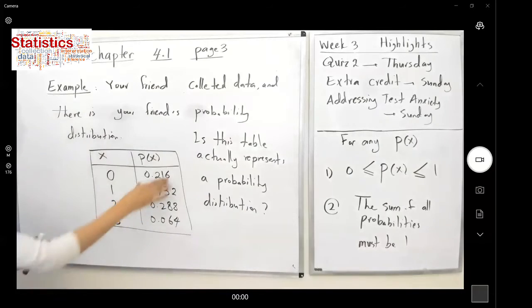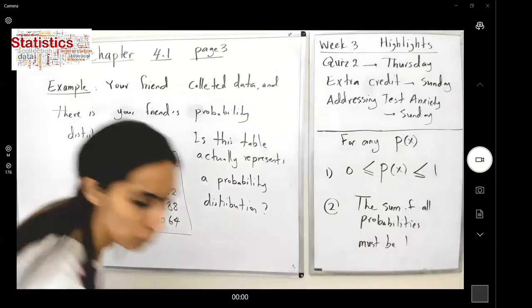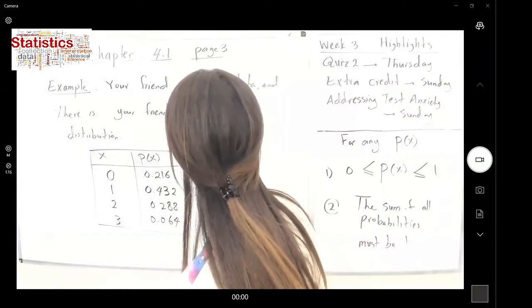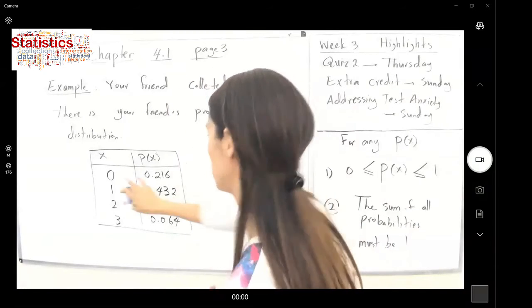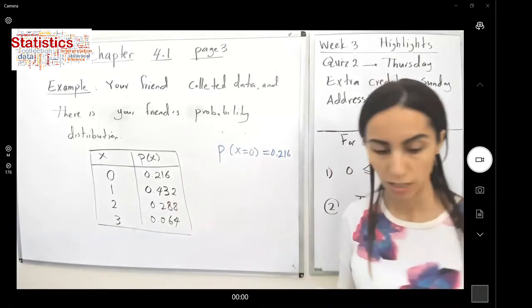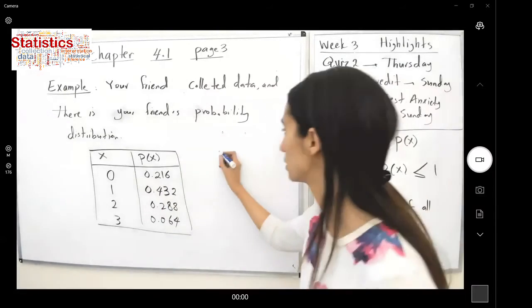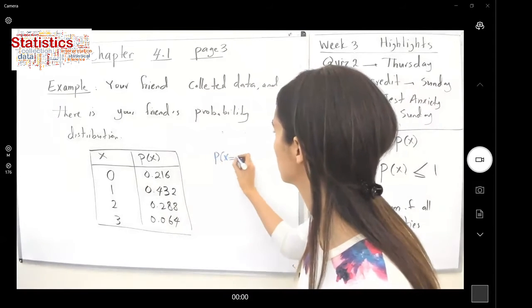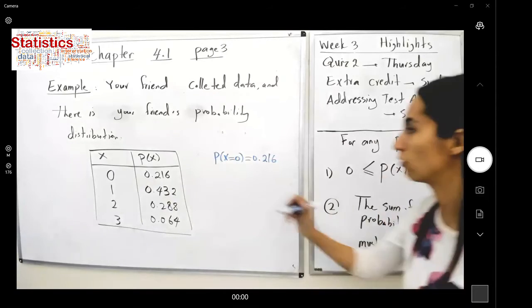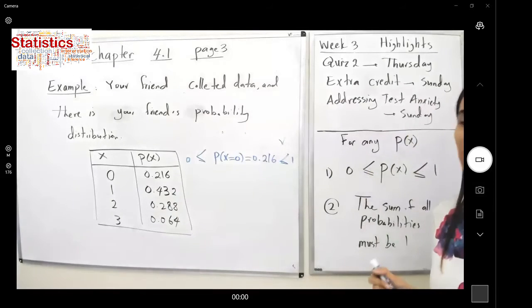Okay. So let us check each of these one by one. Let's start with 0. P of x equals 0 is 0.216. Is this a number between 0 and 1? Is this small enough? Of course. This is a number between 0 and 1. We don't have any problem with the first one.